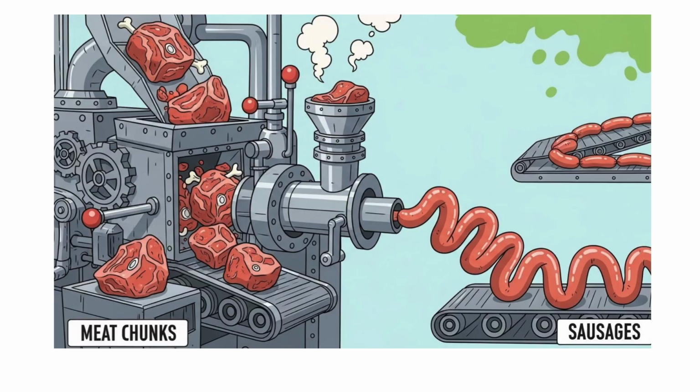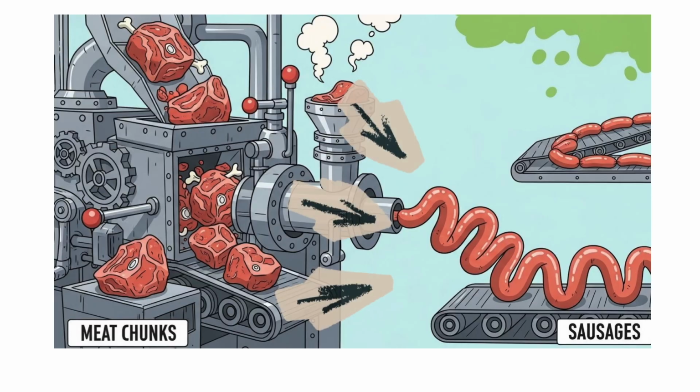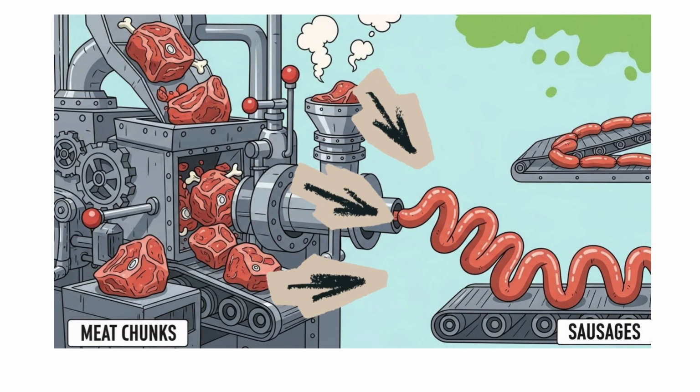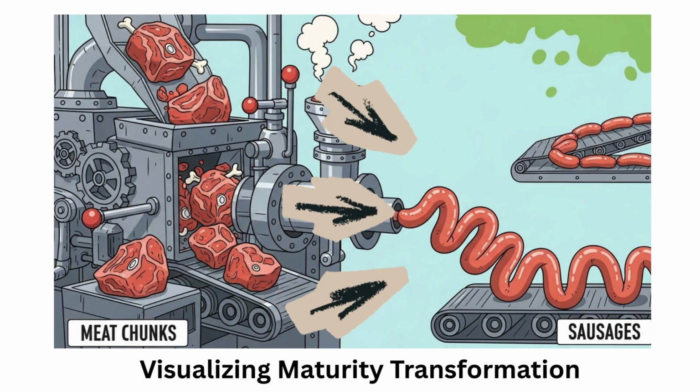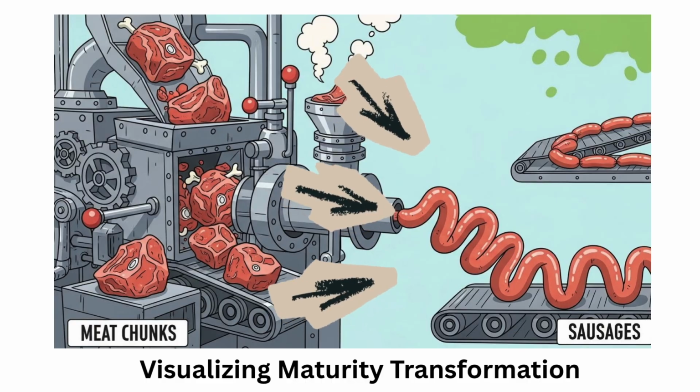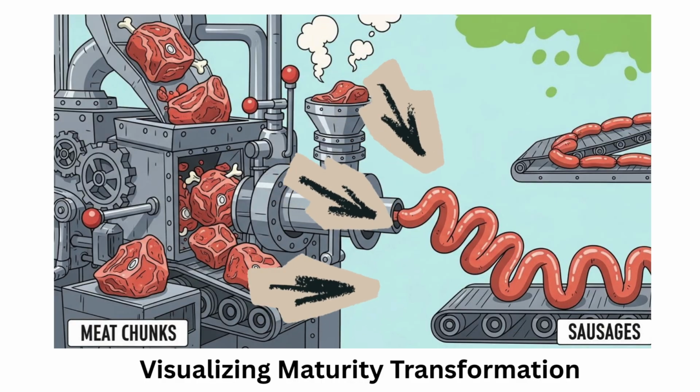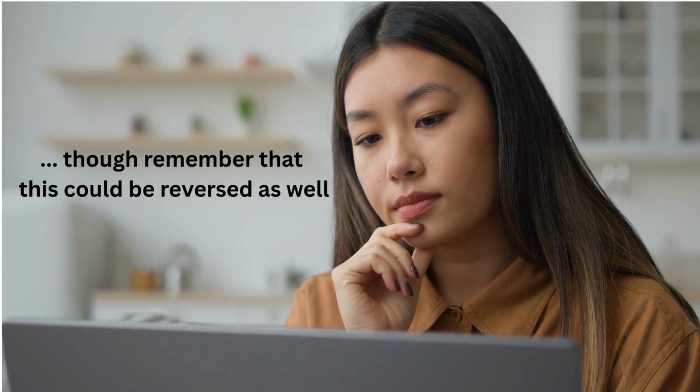It's like chunks of short-term contracts being aggregated into long-term contracts for use by long-term users, like chunks and pieces of meat being transformed into long sausages. Hope that helps visualize maturity transformation, although the reverse can also be done, surprisingly.